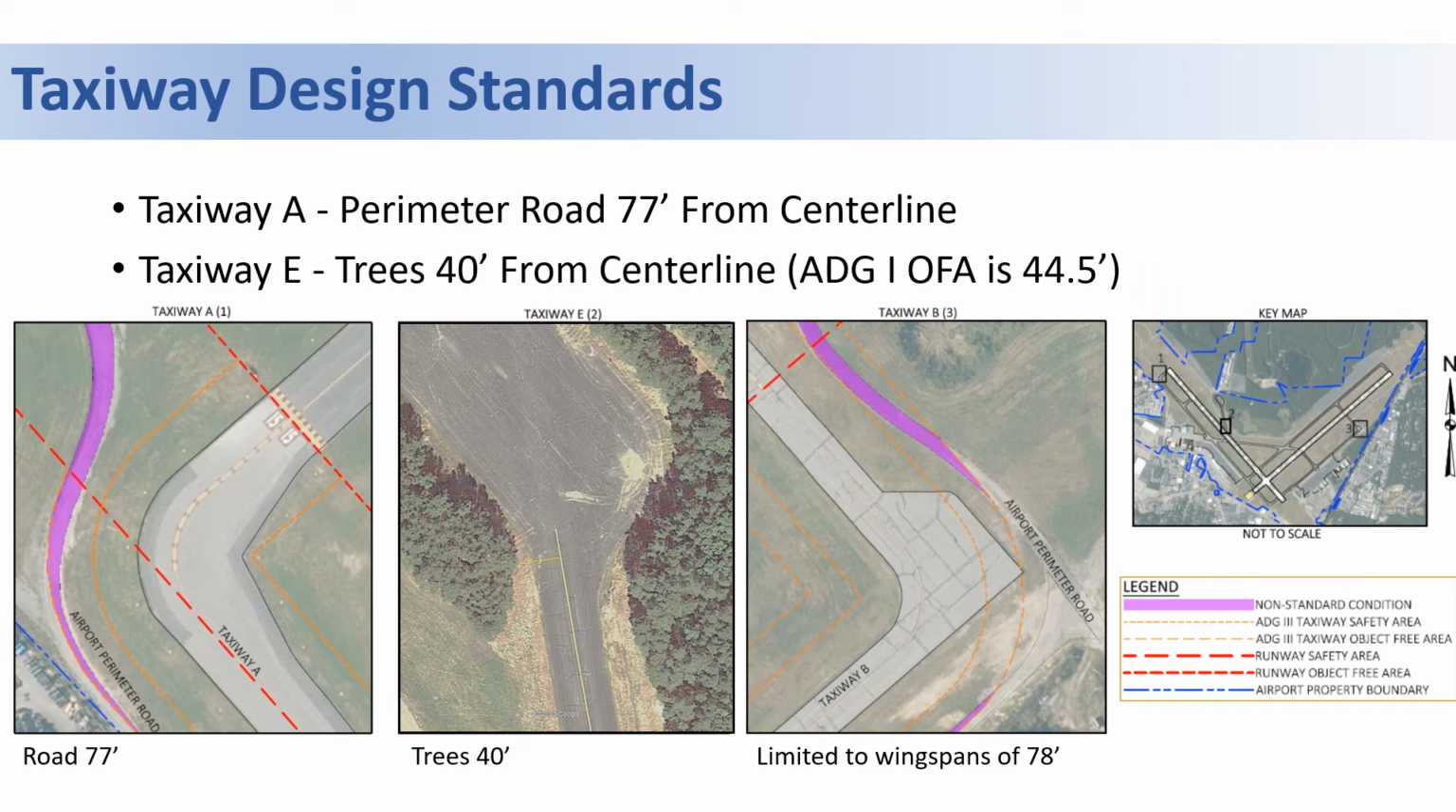Moving from the runways to the taxiways now, there are only several minor changes that we need to take a look at. Most of them involve relocating the airport's perimeter road and or clearing some trees to make sure that the object-free area, which extends from the taxiway centerline, is clear for the safe traveling of aircraft as they traverse their way to and from the aprons and or runways.